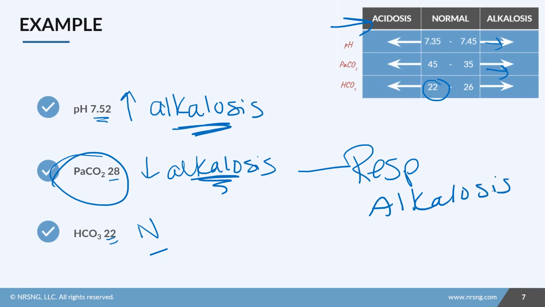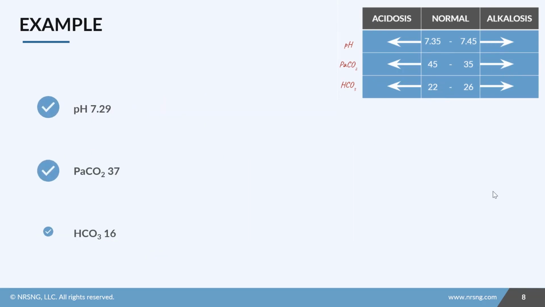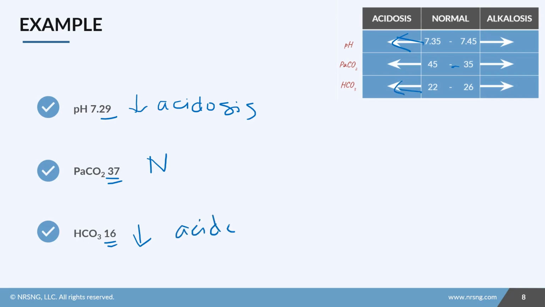Okay, let's do another one. Step 1, evaluate the values. pH of 7.29 is low, so it is acidosis. A CO2 of 37, that is normal. A bicarb of 16, that is low, so it is acidosis.